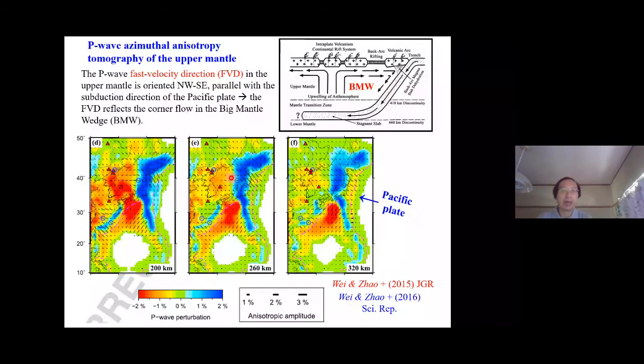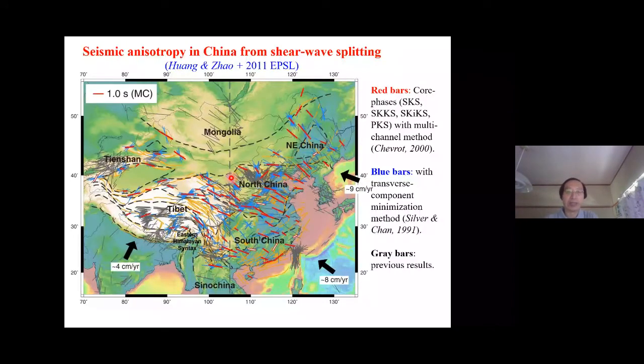This figure shows our shear wave splitting results in this region. The red and blue bars show the results obtained by different methods. But roughly, you can see the faster shear wave anisotropy is also oriented toward the northwest-southeast, parallel with the plate subduction direction. So this is also quite consistent with our P-wave anisotropy results. Both P and S-wave anisotropy results suggest the existence of mantle flow in the big mantle wedge driven by the plate subduction.